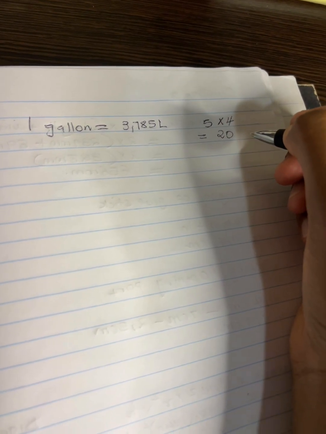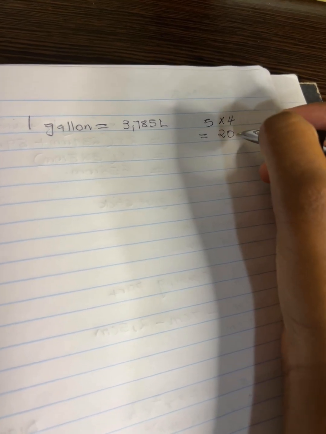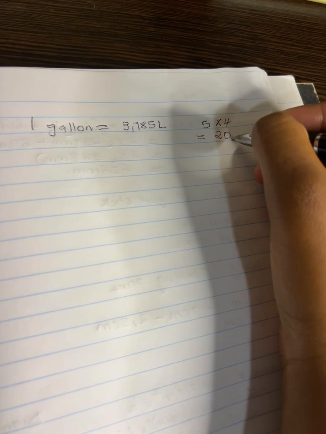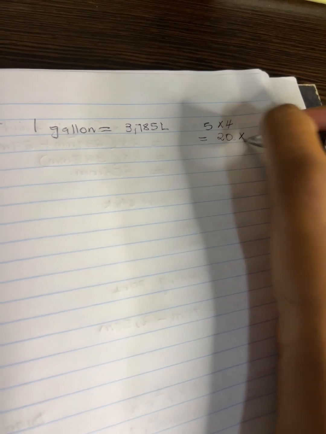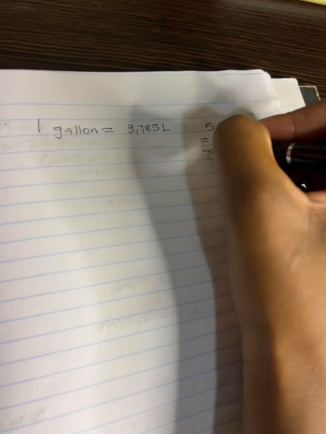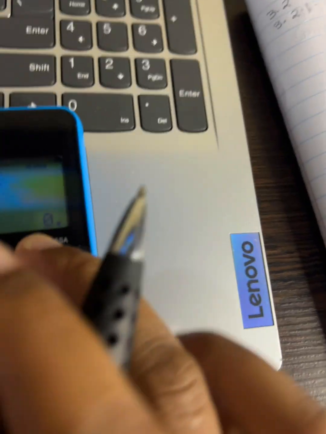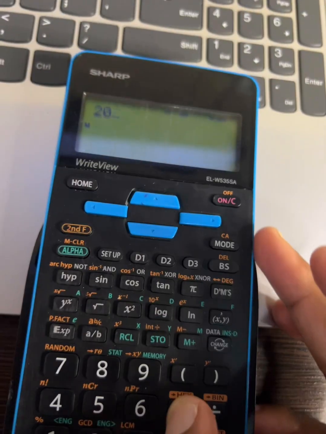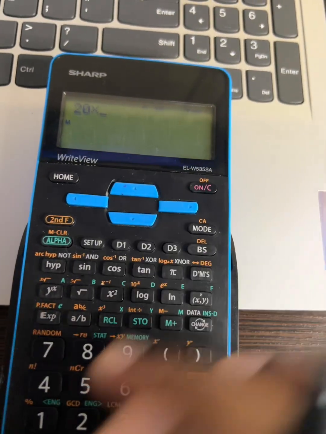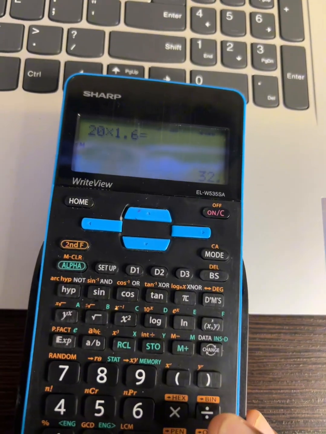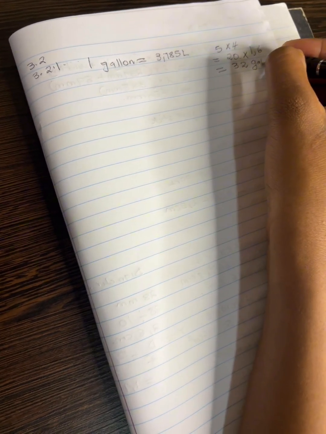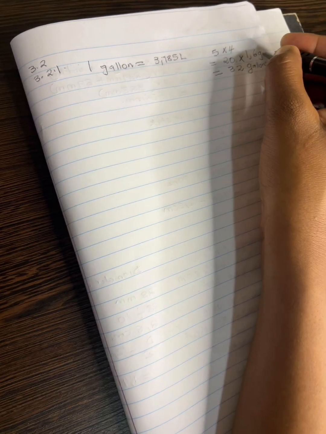And then now we are going to multiply this answer by 1.6, because one flush is equal to 1.6 gallons. So 20 multiplied by 1.6, and then the answer will be 32. So this is 32 gallons, because here we're multiplying by gallons.